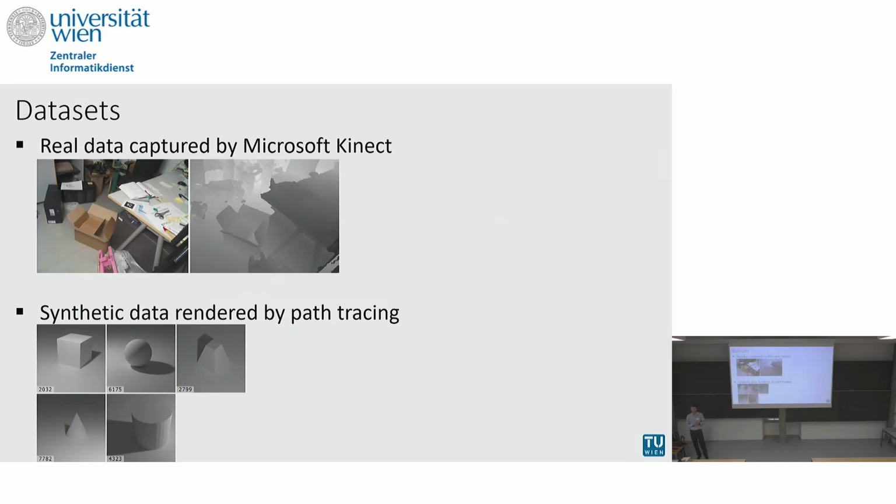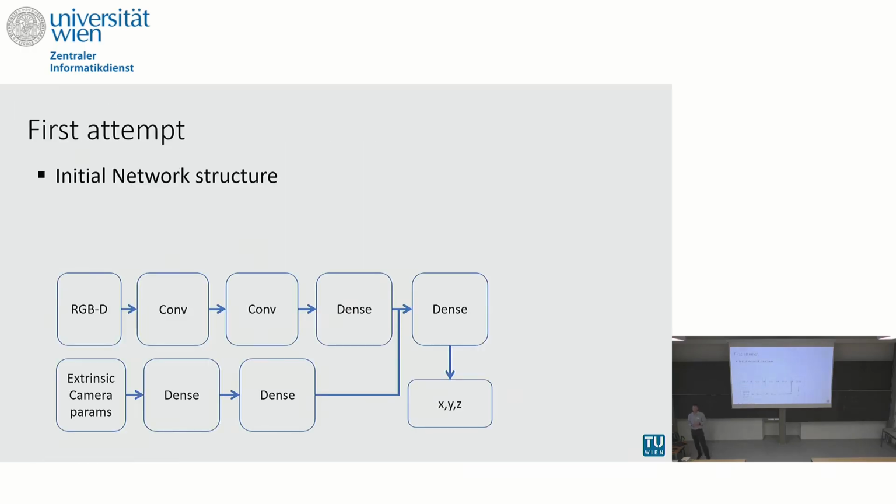We use a combination of a real data set and a synthetic data set. For the real data set, we captured this kind of images with a Microsoft Kinect device. And for the synthetic data set, we rendered these kind of simple shapes with different positions of lights, and we had the ground truth values also for that one. And then we had our first attempt at creating the network, which can estimate the light direction. So this was the first attempt, which actually didn't work well. So this is a failure case.